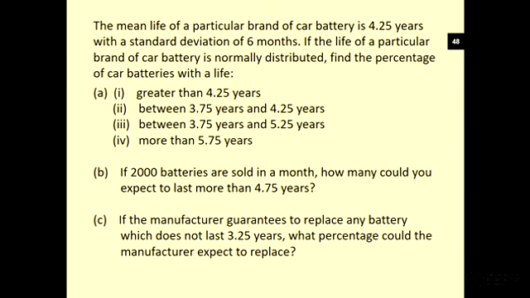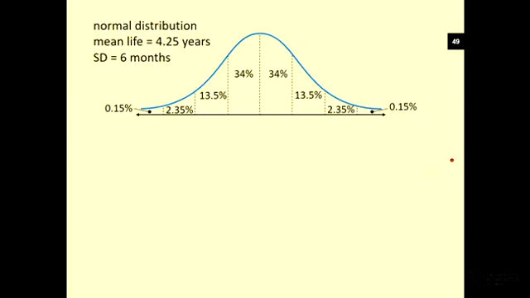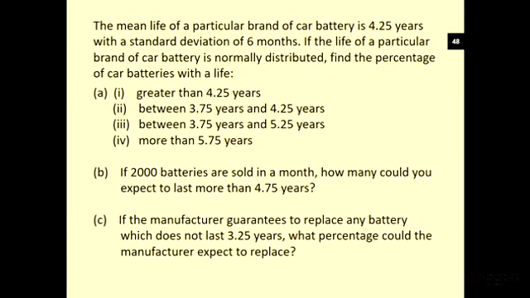If the life of a particular brand of car battery is normally distributed, there's a hint to say, look, if it's normally distributed, these percents work. Find the percentage of cars. Well, let's just look at that first. We want to know what percent are greater than 4.25 years, between them and that.